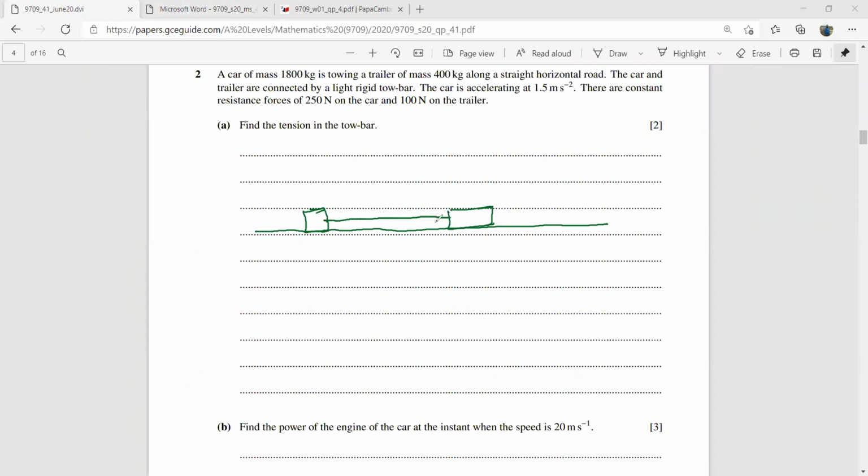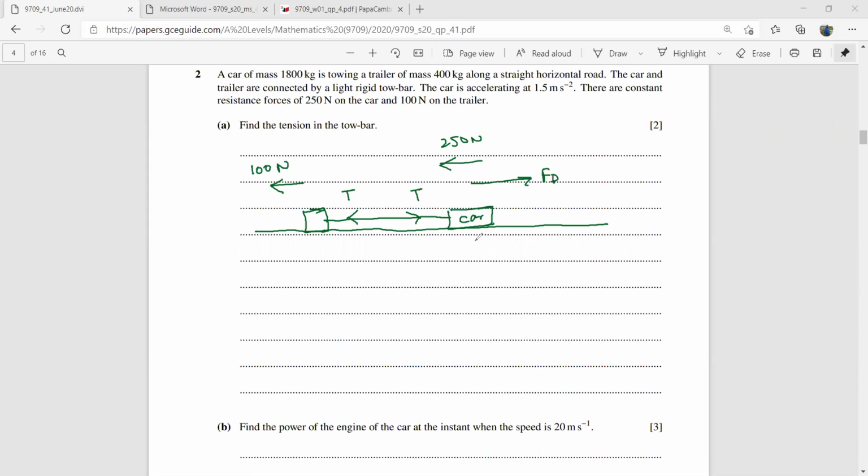So here is the tow bar. You will have the same tension but directed in the opposite direction over here. Now this is the car, and it has a forward force that we have to find later. There is a frictional force on it which is 250 newtons. And here is this trailer, which is experiencing a resisting force of 100 newtons.